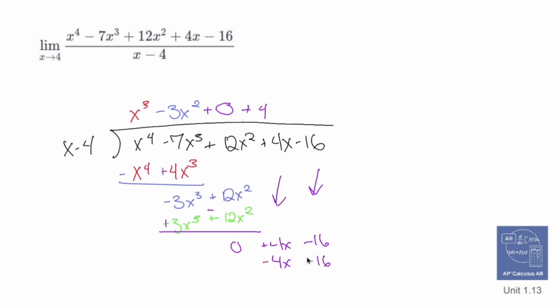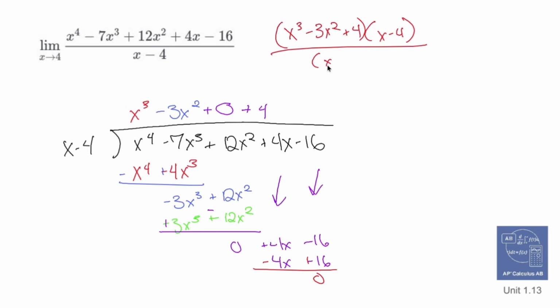Now, why is that important? Well, since I have a remainder of 0, that means this guy is the same thing as x cubed minus 3x squared plus 0 plus 4 times x minus 4 all over x minus 4. Now, if I didn't have a remainder of 0, life would be very complicated. But since it was, I can cross these out and now take the limit as x approaches 4 of that guy right there.